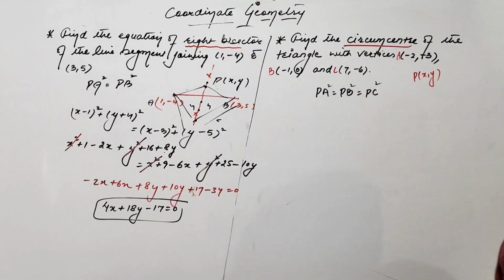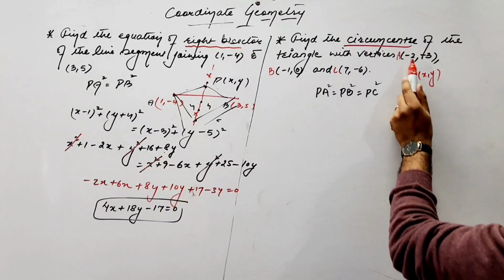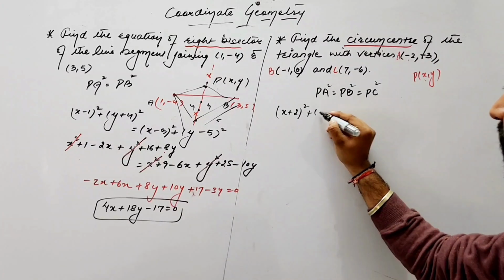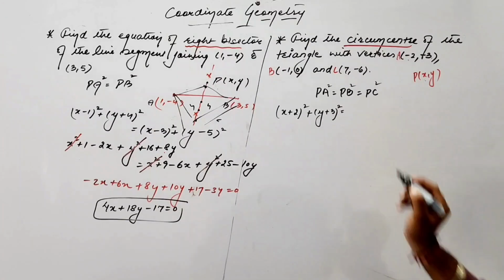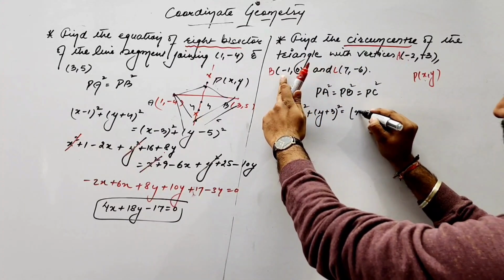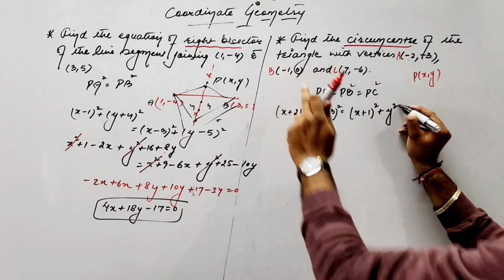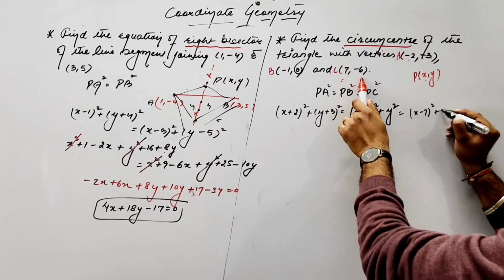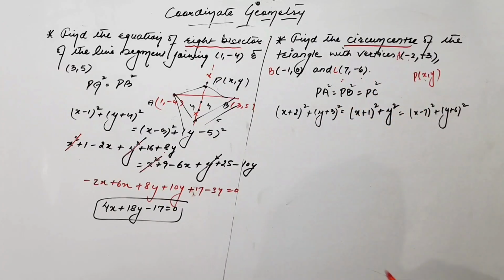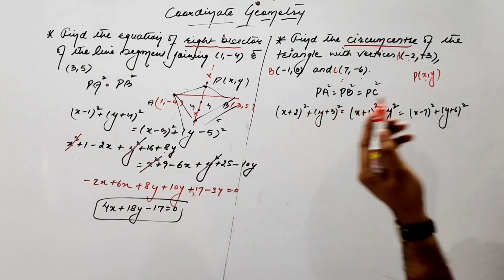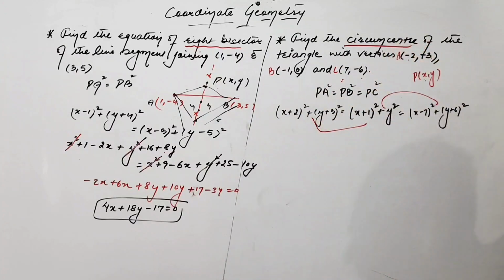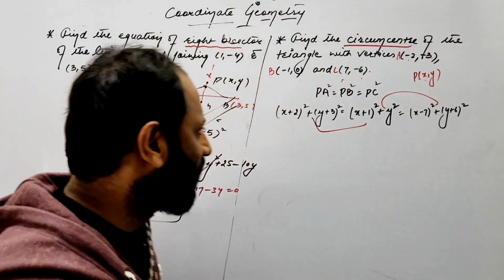If distances are equal, their squares are also equal. Now (x plus 2) square plus (y plus 3) square, with B, (x minus 1) square plus (y minus 0) square, and (x minus 7) square plus (y plus 6) square. I am writing directly. I hope it is clear to you. Now we will move to its solution. We have to find two values, x and y, so we need two equations. Take either first and second, or second and third, or first and third, whatever is convenient to you.